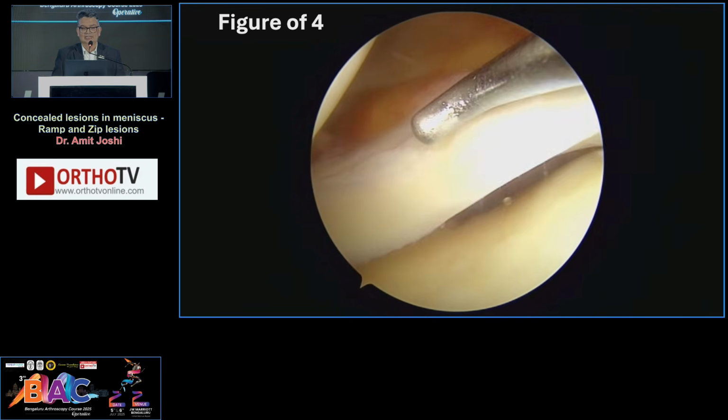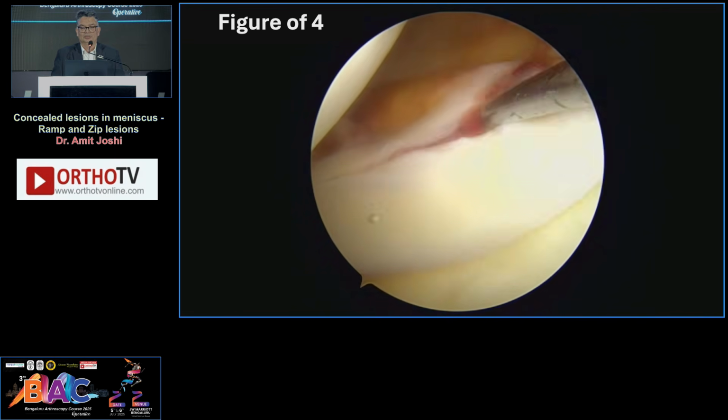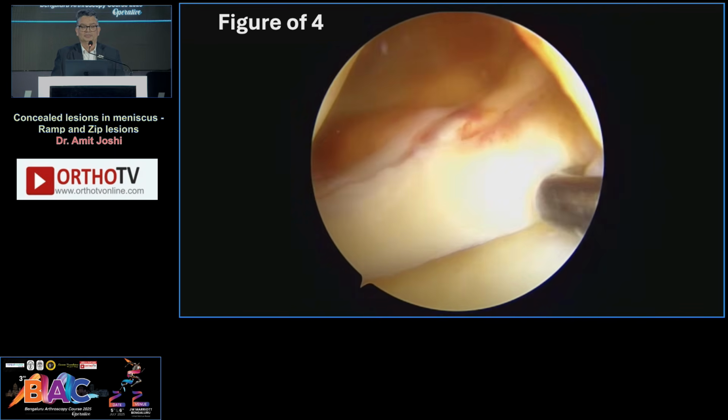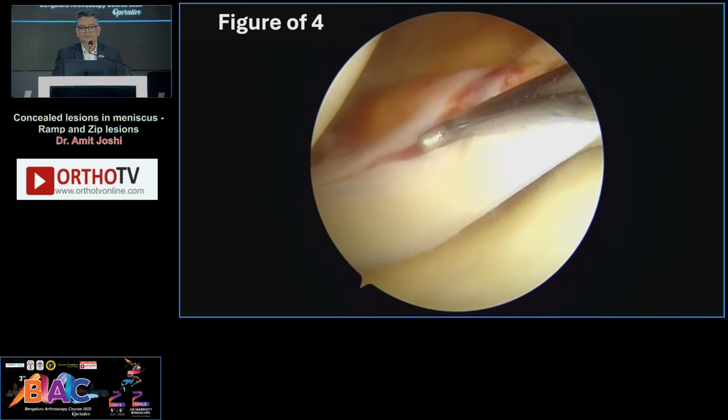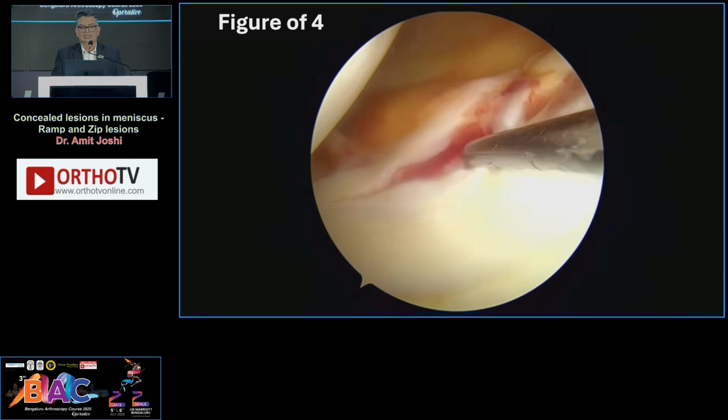While examining the lateral meniscus, put the leg into the figure-of-4 position so that your posterior horn and even the posterior capsule become visible, so that these kinds of longitudinal tears of the meniscus, which are classified as the JIP lesion, are not missed.